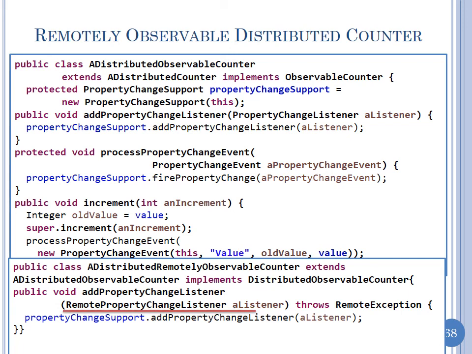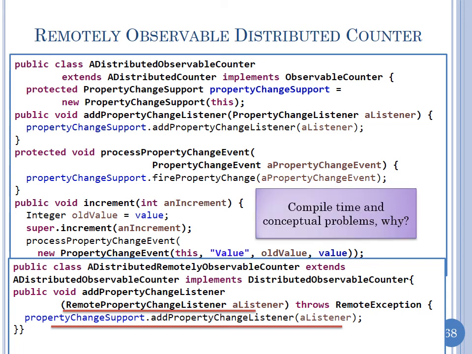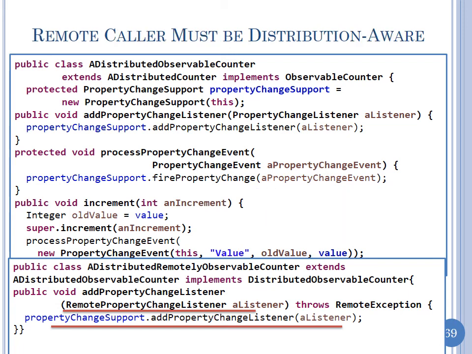So I'm good here. I'm good here, okay? And the key is the add property change listener method here. Think about that method. We will get both compile time and conceptual problems if we have this code, and the question is why.